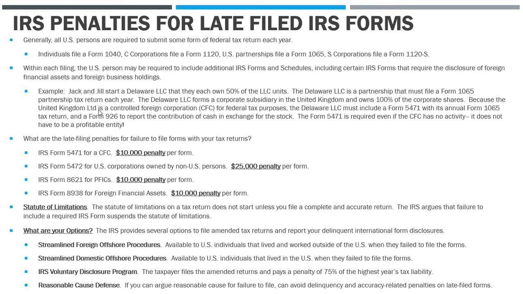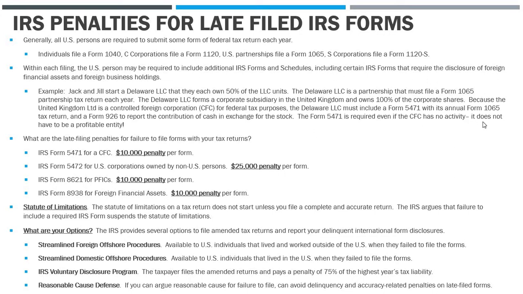Because the UK limited company is a controlled foreign corporation, or CFC, for federal tax purposes, the Delaware LLC must include a Form 5471 with its annual 1065 filing. And then in the year of formation, it has to include an IRS Form 926 to report the contribution of cash in exchange for the stock. Now, the Form 5471 is required even if the CFC has no activity or it's losing money. It doesn't have to be profitable.